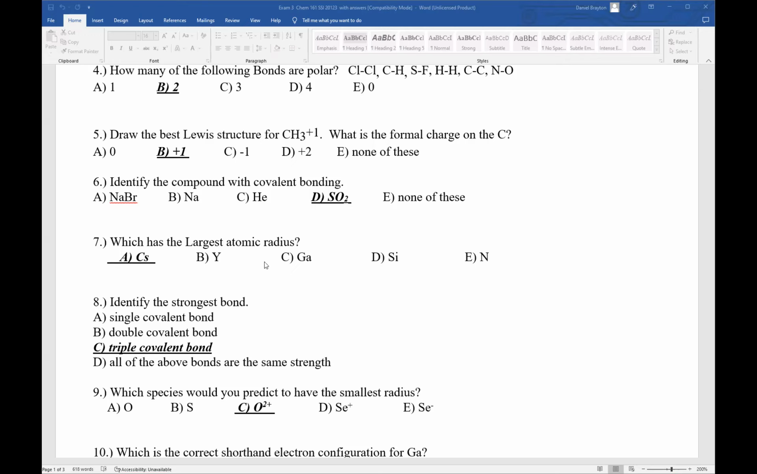7, pretty easy. This is similar to what was on the practice exam, right? You just follow the trend. As you go down and to the left, things get bigger because this one asks for the largest. I think what was on the practice exam were these same elements, but it was the smallest, and you worked your way across.